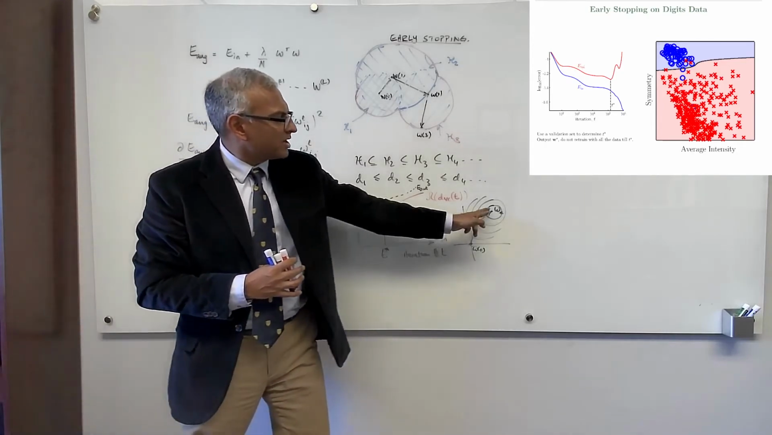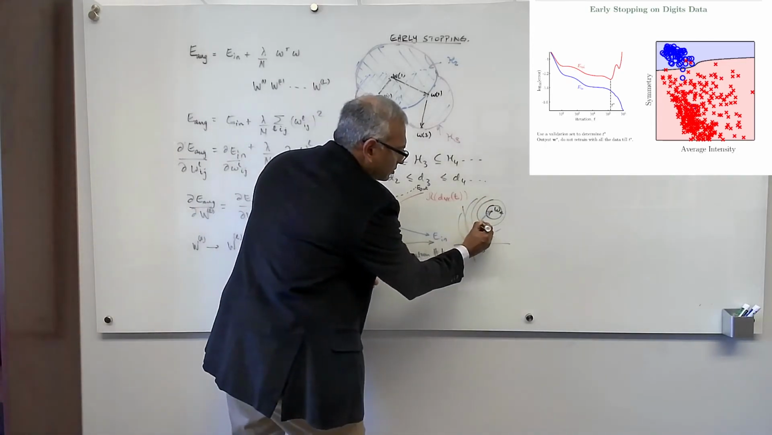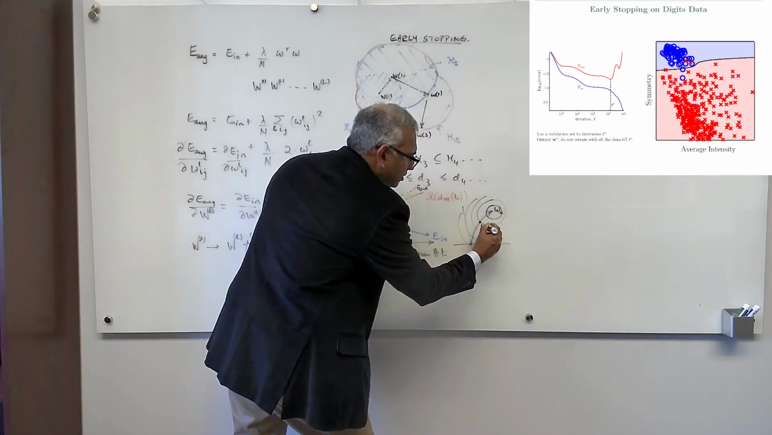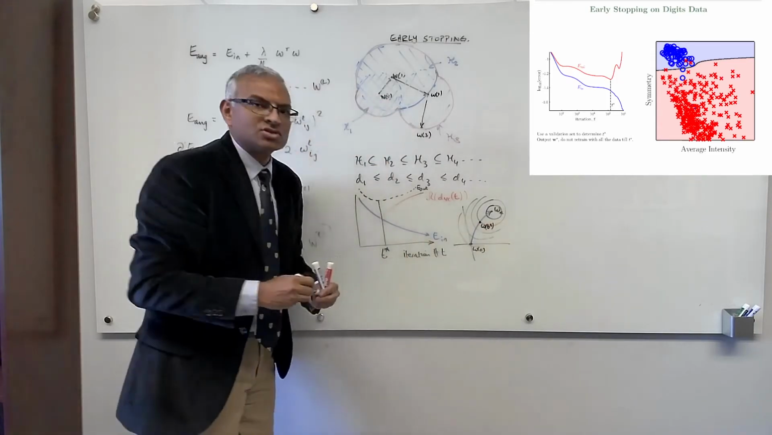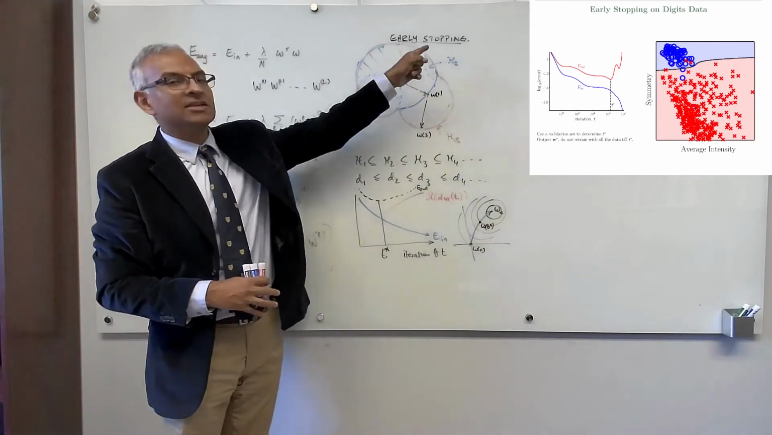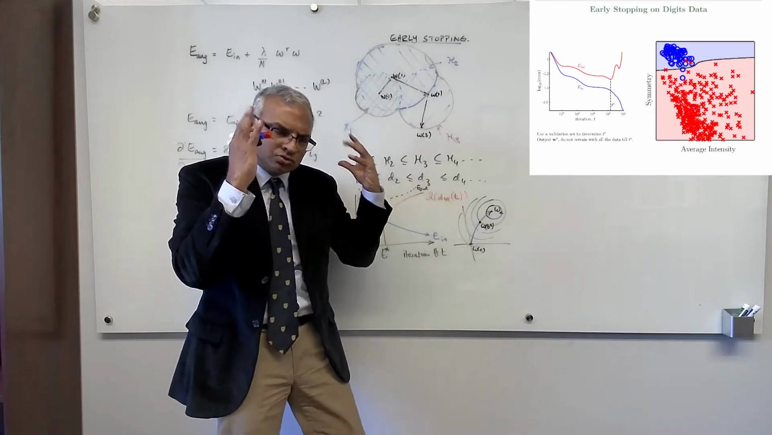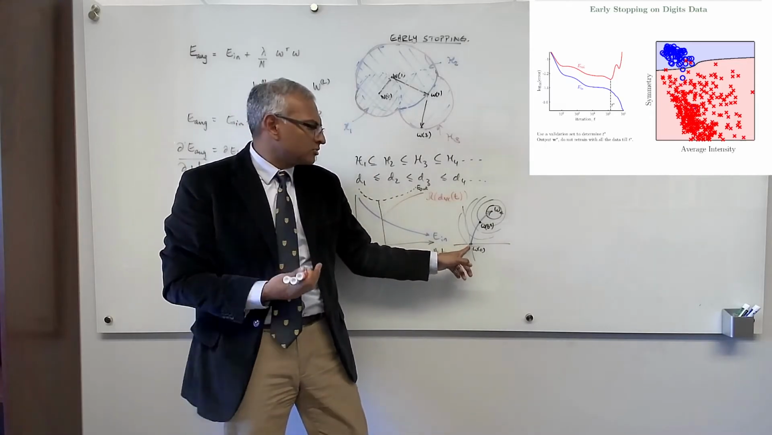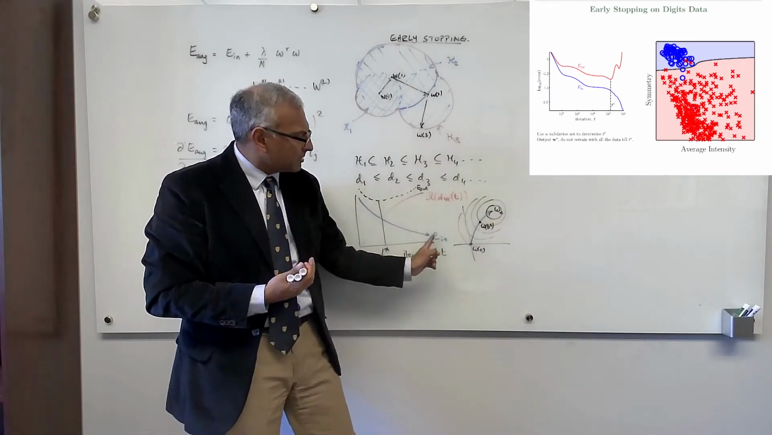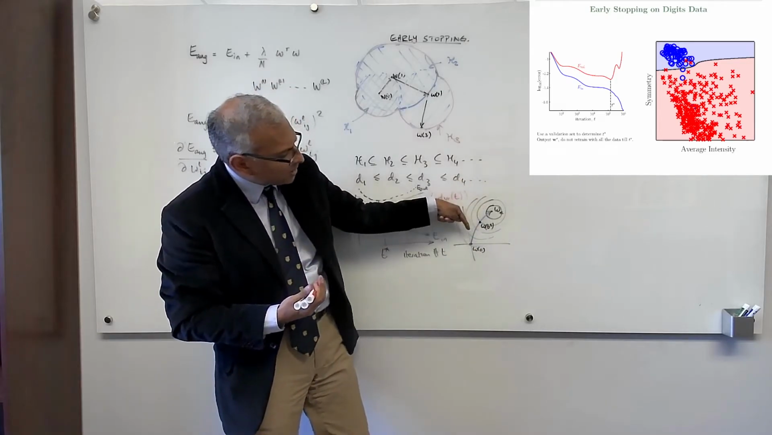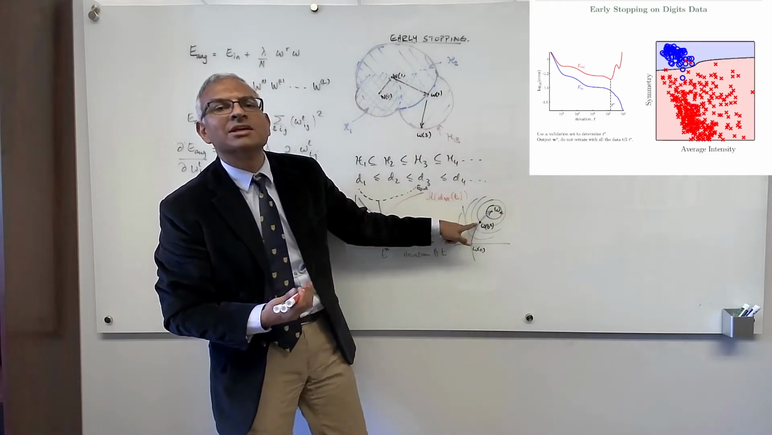Saying don't train forever and go all the way here. Stop when you get to some point here, W of T star. Stop the training early. Early stopping. Now, if you look at this picture, usually we start at small weights and you need to go to some larger weights in order to minimize the in-sample error. By stopping early, effectively we are putting you at a smaller set of weights.